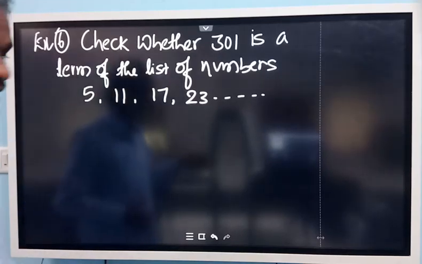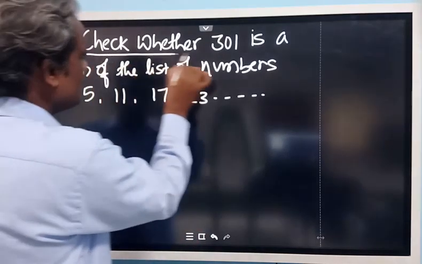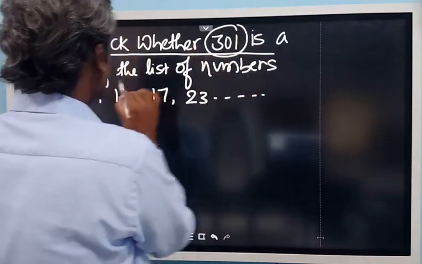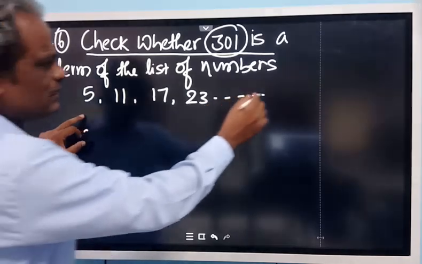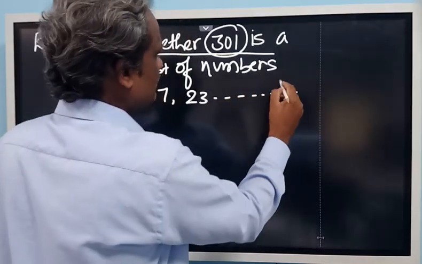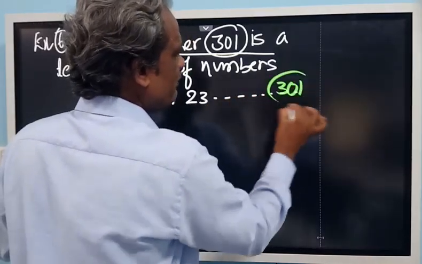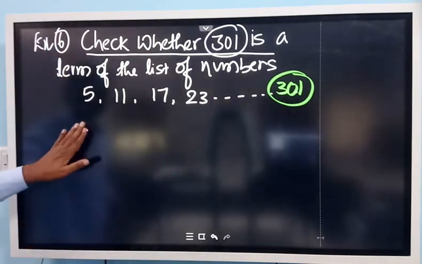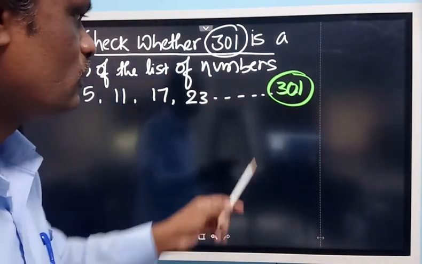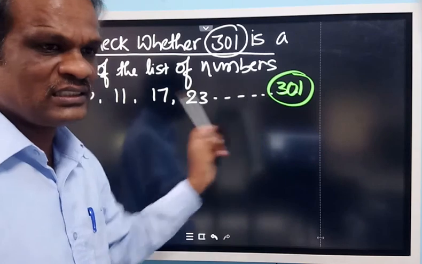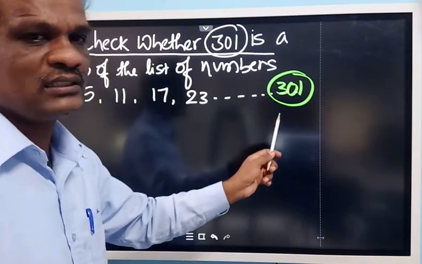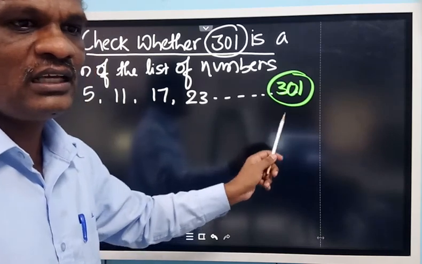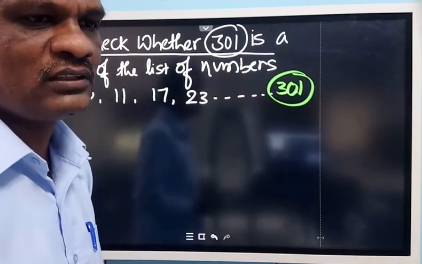Check, it's a very important question from the examination point of view. Check whether 301 is a term in the list of these numbers. So whether somewhere in this list 301 exists or not. In the previous class itself I told you, if 301 exists in this list, how to find it? If it is not existing in this list, it is not found in the list, then what is it that we have to find out here?